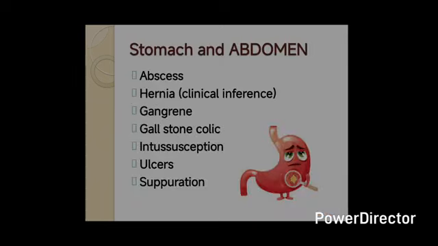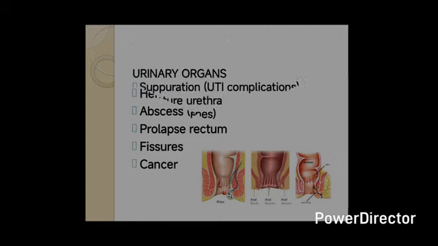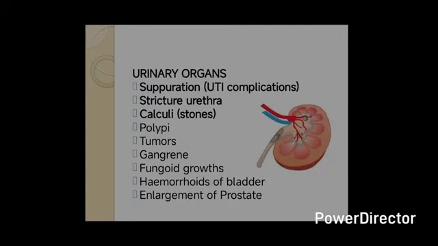In Stomach and Abdomen, we have rubrics like abscess, hernia, gangrene, gallstone colic, intussusception. In chapter Rectum and Stool: fistula in ano, hemorrhoids, prolapse rectum, fissures, cancer. In Urinary Organs: calculi, polypi, tumors, gangrene, hemorrhoids of bladder, enlargement of prostate.